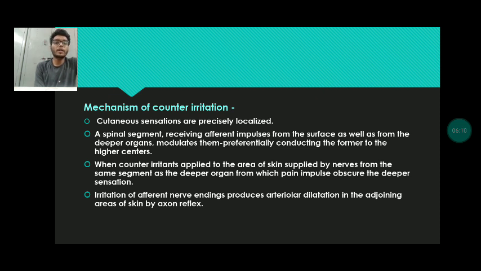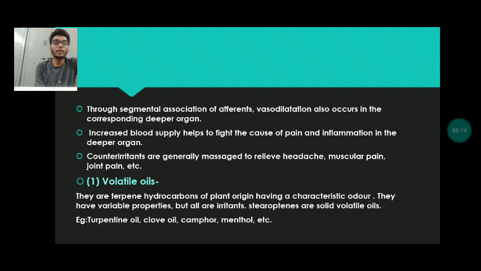Irritation of the afferent nerve endings produces arterial dilation in the adjoining area of the skin, an axon reflex. Through segmental association, vasodilation also occurs in the corresponding deeper organ. The increase in blood supply helps to fight the cause of pain and inflammation in the deeper organs. Counter-irritants are generally massaged to relieve headache, muscular pain, joint pain, etc.